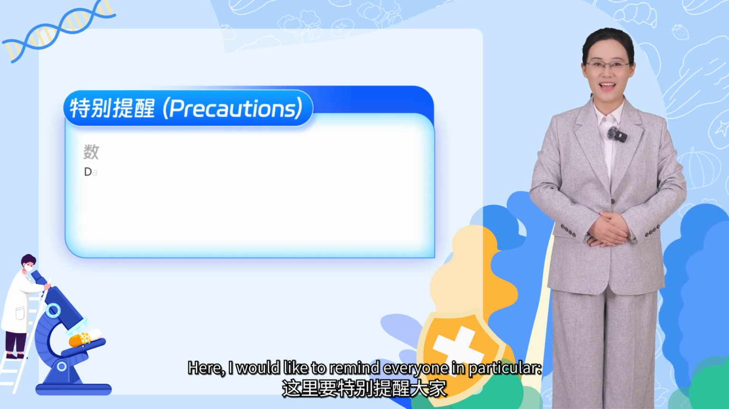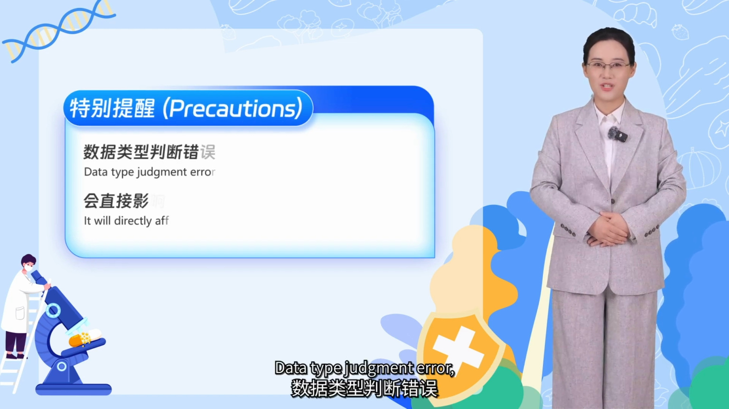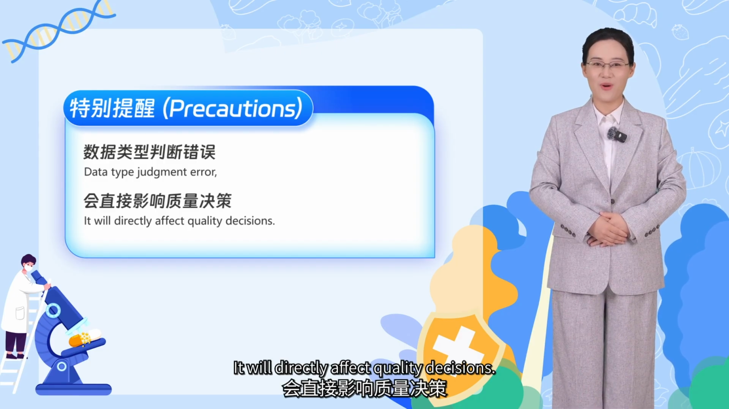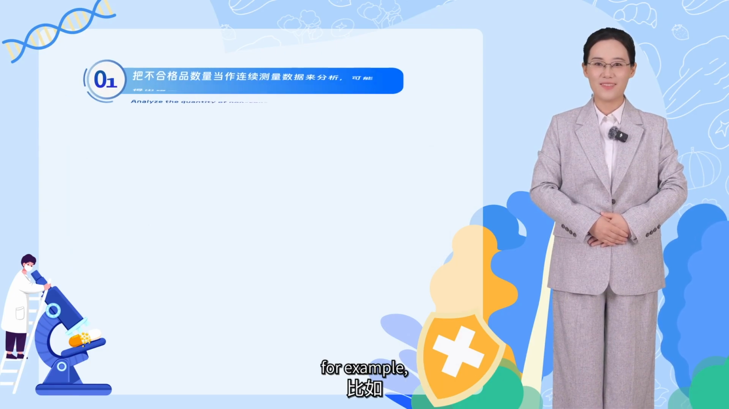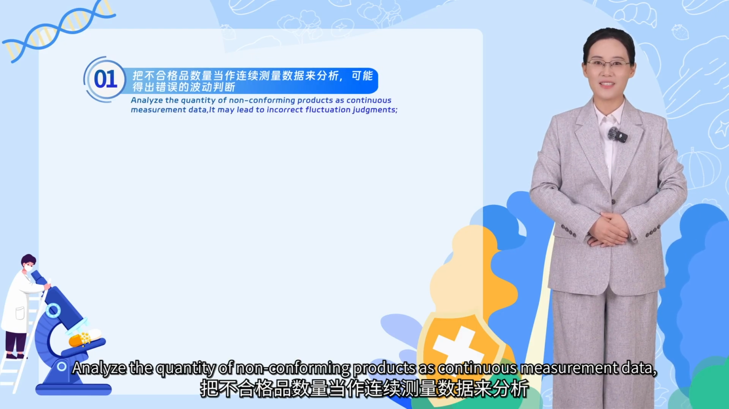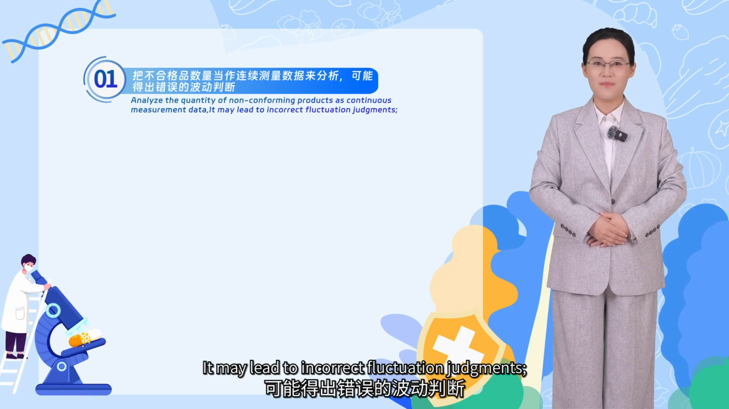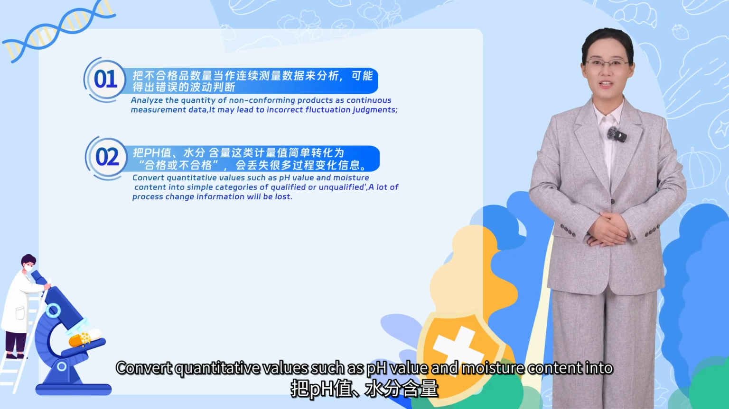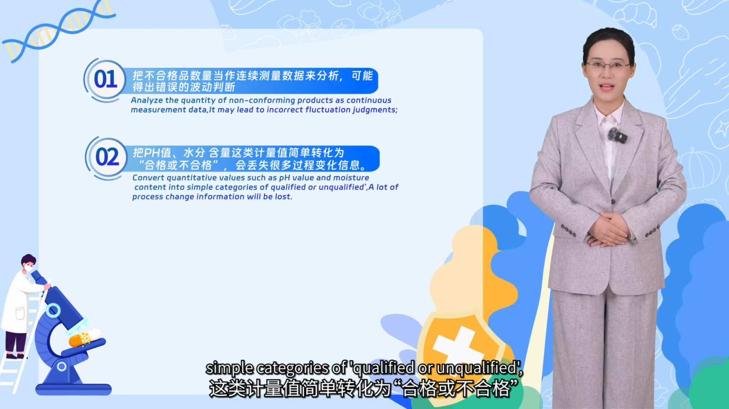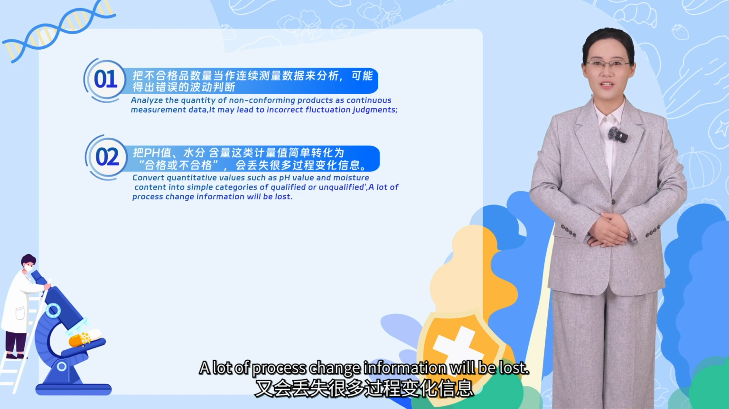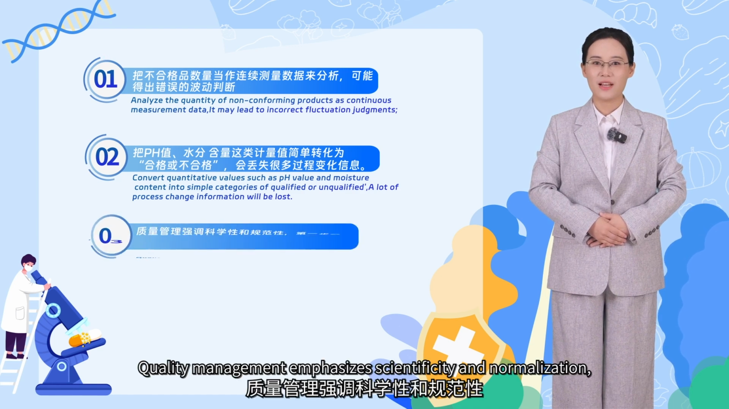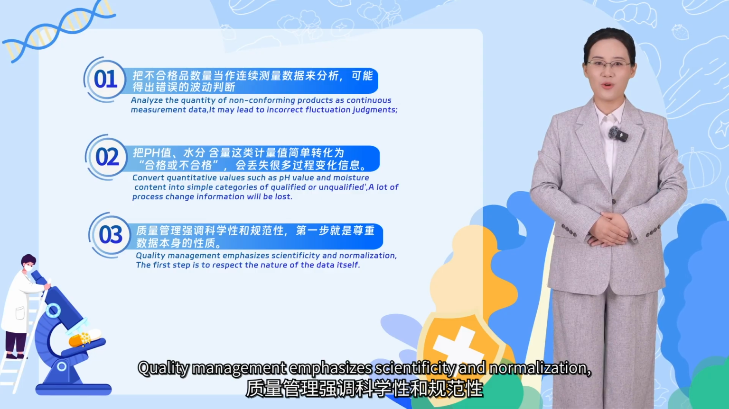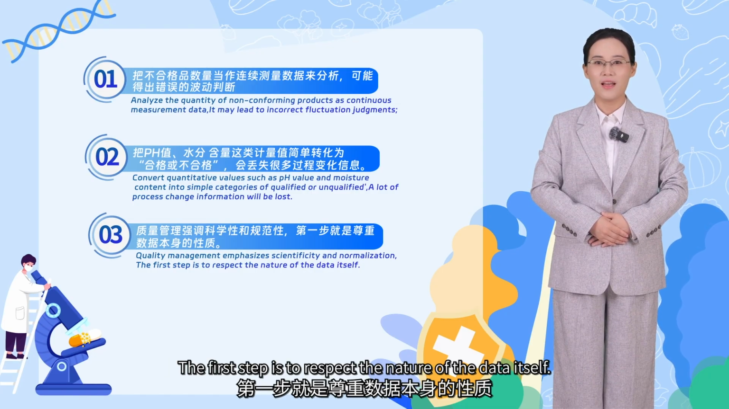Here, I would like to remind everyone in particular, data type judgment error will directly affect quality decisions. For example, analyze the quantity of non-conforming products as continuous measurement data. It may lead to incorrect fluctuation judgments. Convert quantitative values such as pH value and moisture content into simple categories of qualified or unqualified. A lot of process change information will be lost. Quality management emphasizes scientificity and normalization. The first step is to respect the nature of the data itself.